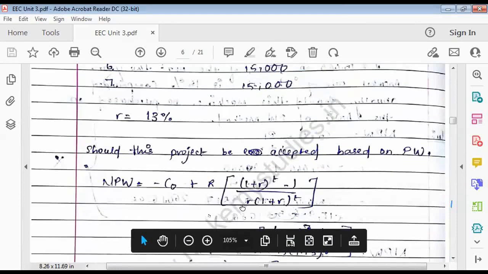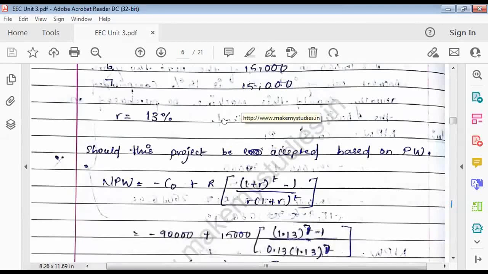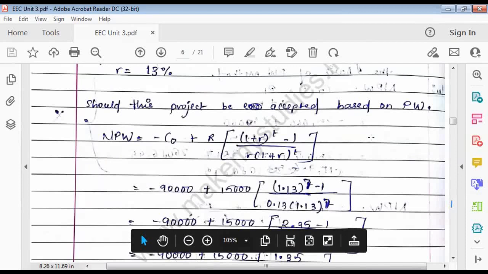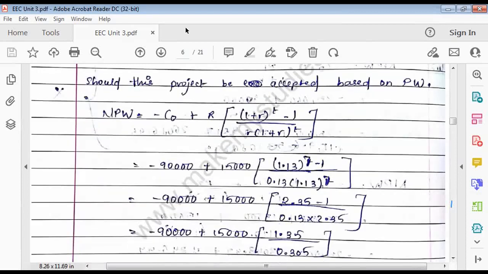You need to remember, and where this shortcut formula has come from is that term that I had written, R1 by (1 plus R) plus R2 by (1 plus R) whole square plus R3 by (1 plus R) whole to the power 3 plus dot dot dot plus RT by (1 plus R) whole to the power T. From that term, this formula has been derived. So it should be pretty easy now. It should be very easy now to solve this question.